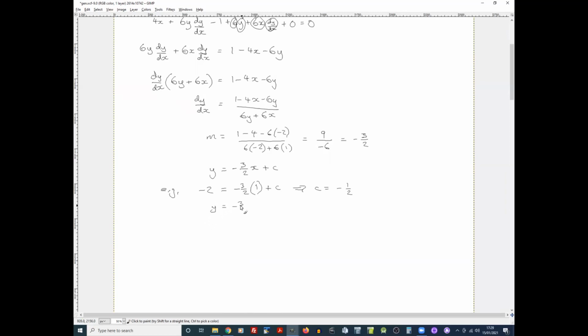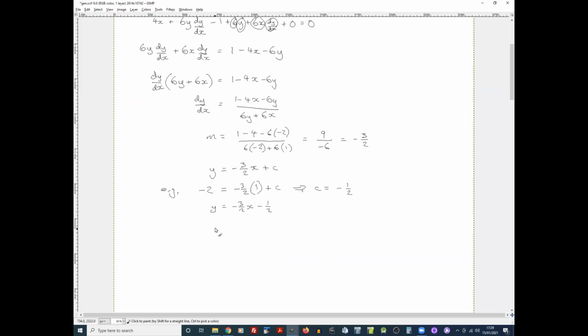x plus, oh wait, minus. Oh, I wrote the c value in the wrong spot. That was a bit silly of me. There we go. Yeah, I've got the same as you. Are we agreed with the gradient and y-intercept?